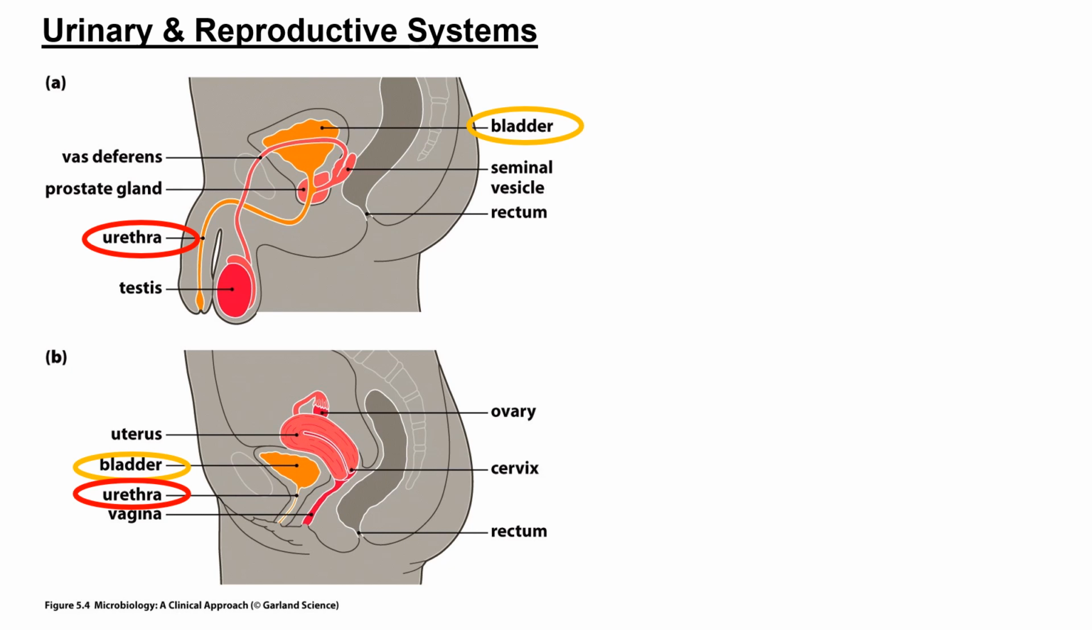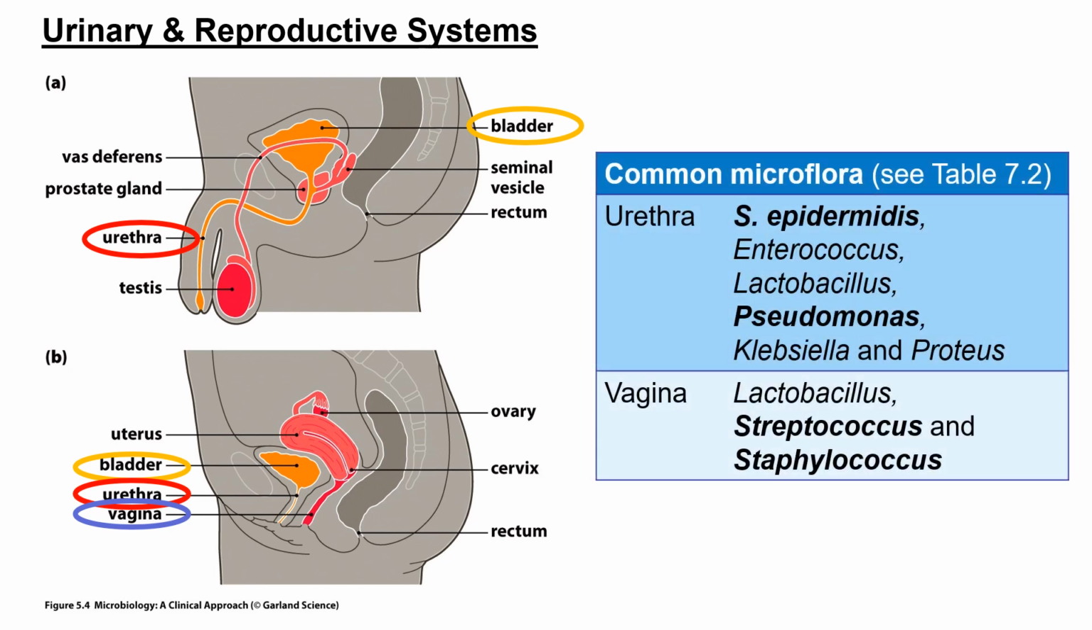Sometimes we get infections, and these can be quite painful, but for the most part, like I said, the bladder is going to be sterile. The urethra might have a few organisms. There's also the vagina. I'll talk about the vagina in a moment. I want to just show this list here of common flora of the urethra. We've got Staphylococcus again, and there's Pseudomonas. So the same organisms keep popping up again and again.